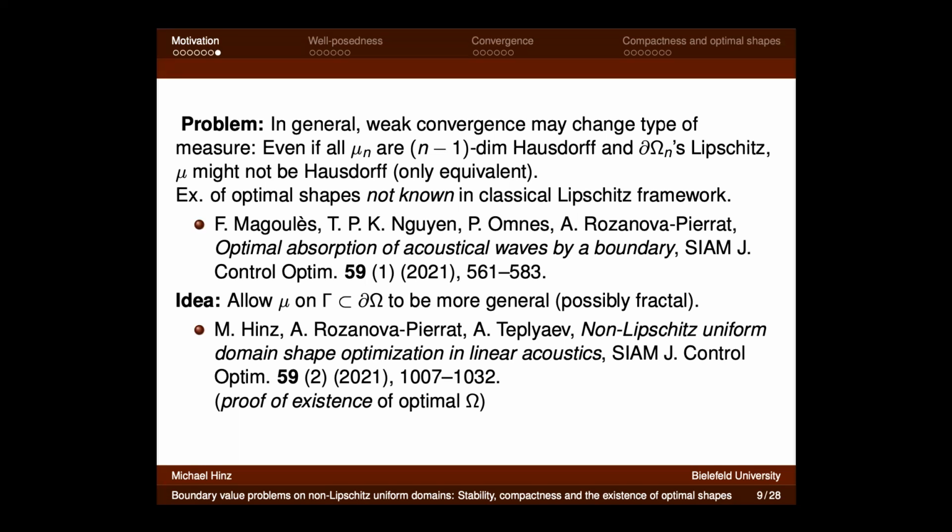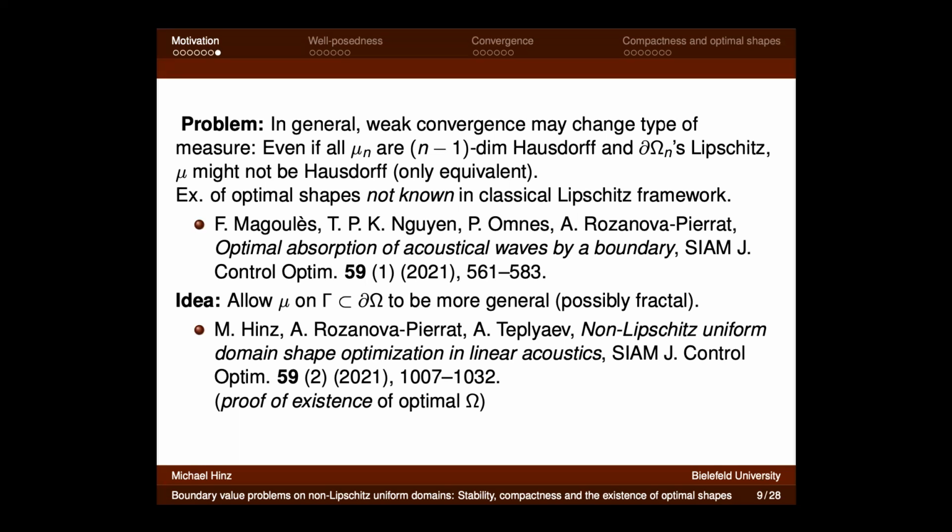And now our suggestion was quite simple, actually, quite naive. If we make the class of admissible shapes larger than just Lipschitz shapes with Hausdorff measure on the boundary, maybe then we have good compactness properties. And indeed, this worked well.